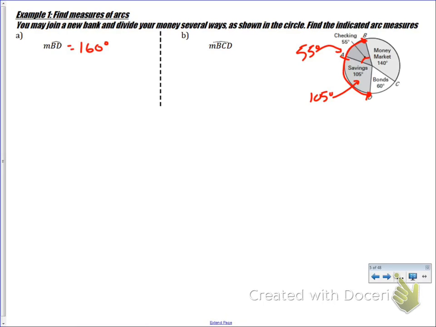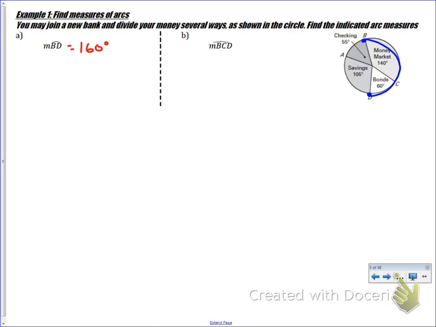Now for B here, it asks for the measure of arc BCD. Now we don't have a choice with this. We don't have to assume a minor arc. When I'm given 2 letters, we have to assume the minor arc. But if I'm given 3 letters, we basically just follow directions. Start at B, go through C, and finish at D.